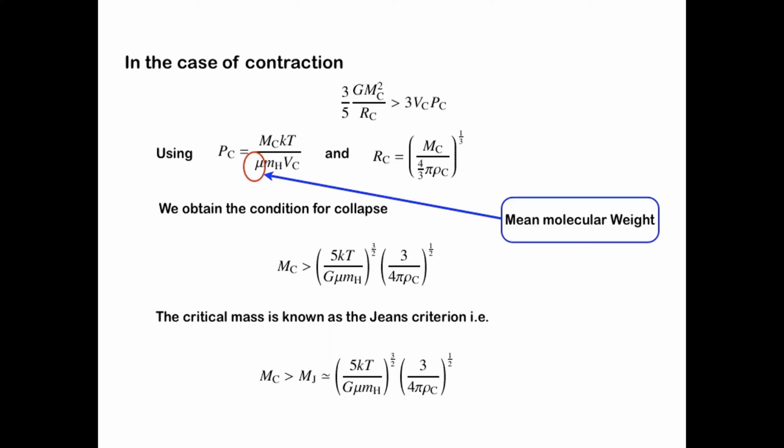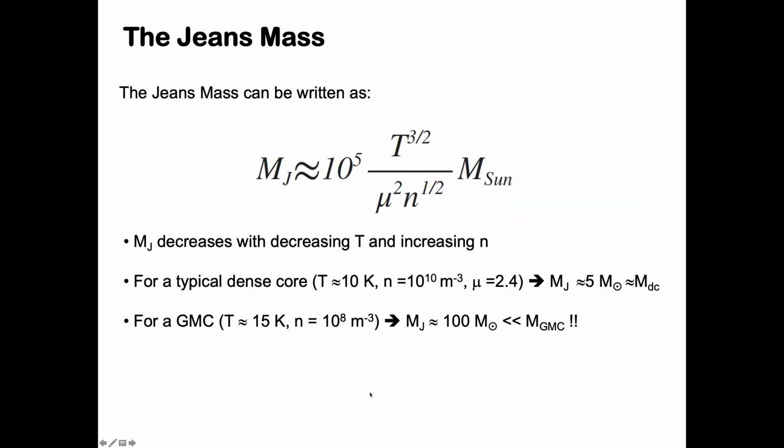If I take away all these constants, and I write it down in, say, astronomer terms, this equation boils down to this simple expression. So the Jeans mass is about 10 to the 5 times this important power law, temperature to the 3.5, divided by the molecular weight squared, and n to the 1/2. And this is in solar masses.